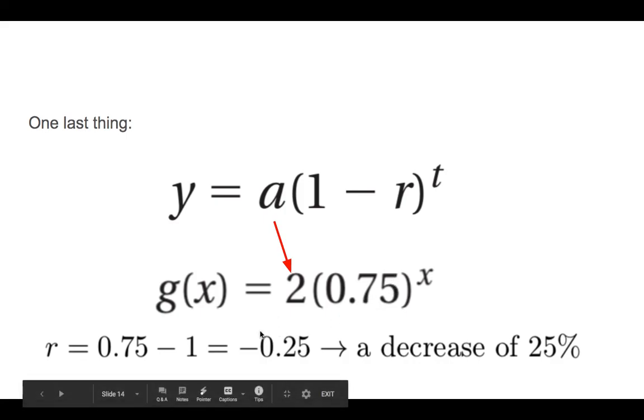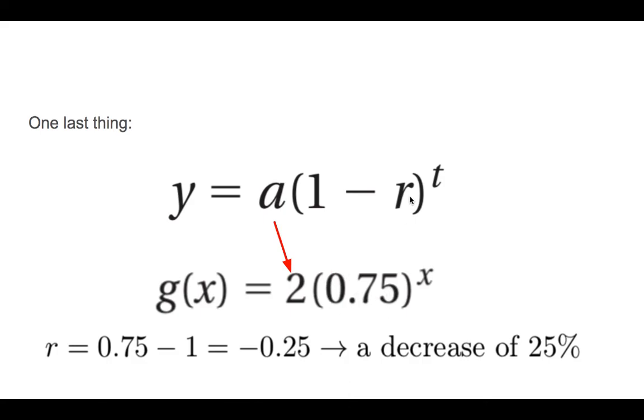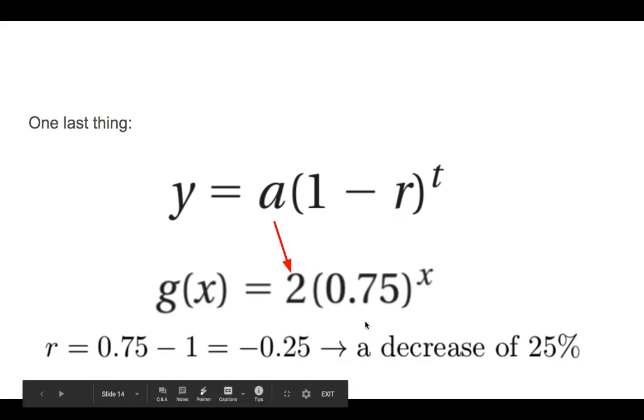So if you ever get a negative number and check that your b is less than 1, that means that the rate of growth is not actually a rate of growth, it's a rate of decrease. Now, in this case, it will mark a decrease of 25%. So it's just that simple.